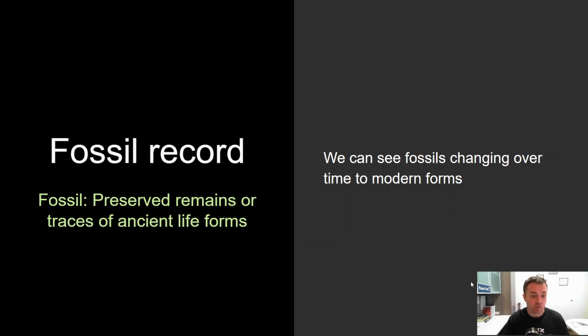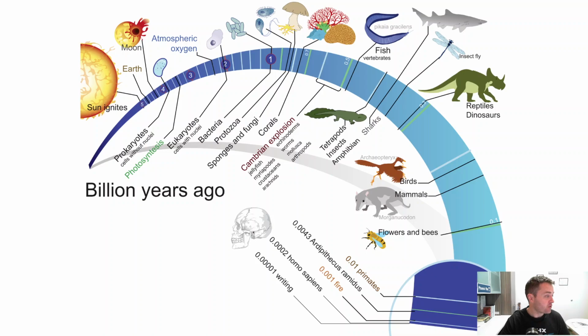So let's talk about the fossil record first. Just so we're all on the same page, a fossil is a preserved remain or trace of an ancient life form. And if we look carefully, we can see fossils that are changing over time to modern forms. So when we look carefully at the history of life in general, we have the remnants of a very small fraction of all of these things that have once existed.